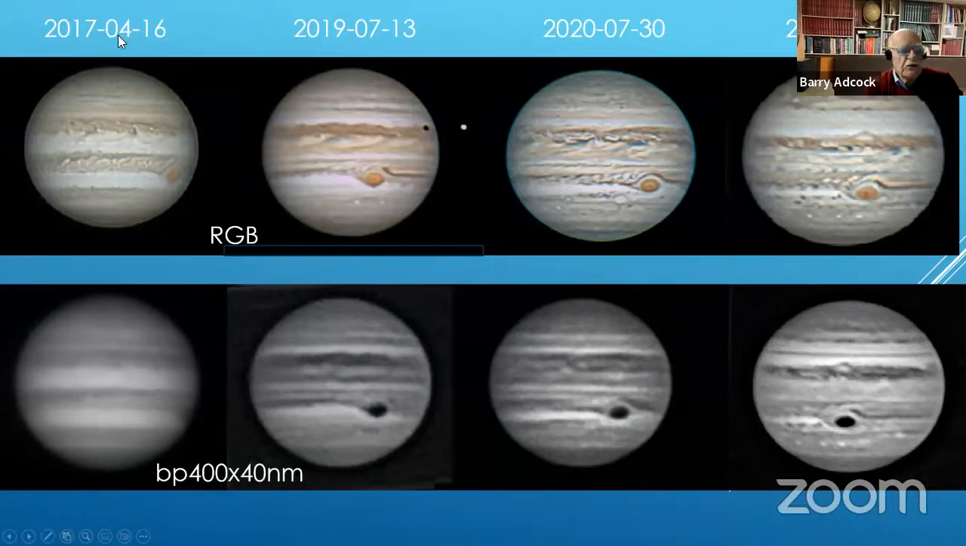I've shown there the pictures of Jupiter taken in white light and at a band of 400 nanometers, which is the start of what we consider to be ultraviolet light, in 2017, 19, 20, and 2022, just for a comparison. And that's where the shaded band of material down the equatorial belt appeared on Jupiter, and you can see that that's more outstanding in the UV pictures.